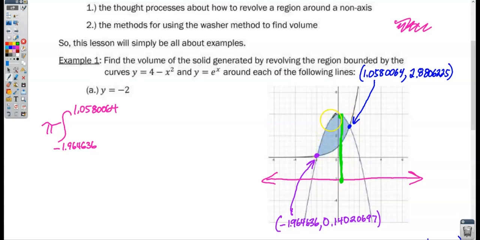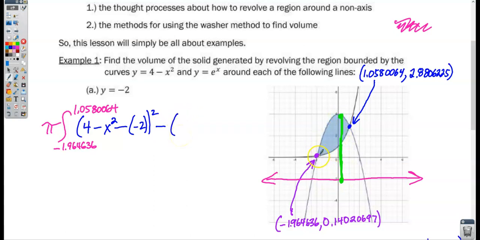The bigger one is a point on this curve, y equals 4 minus x squared. And then we are going to subtract away the lower endpoint. So we're going to subtract away -2. And that gives me my outer radius. And I'm going to subtract away what I get with my inner radius.